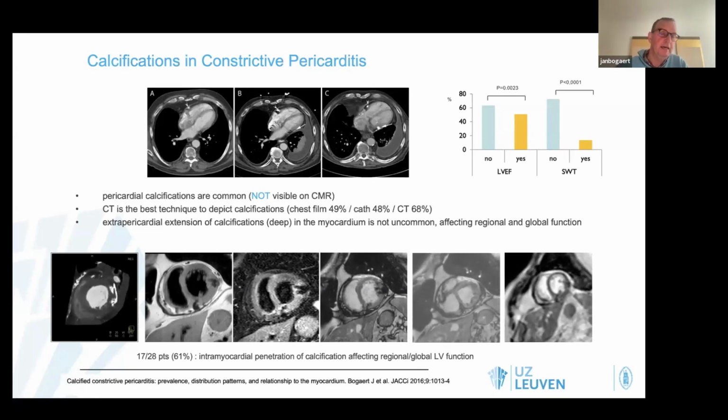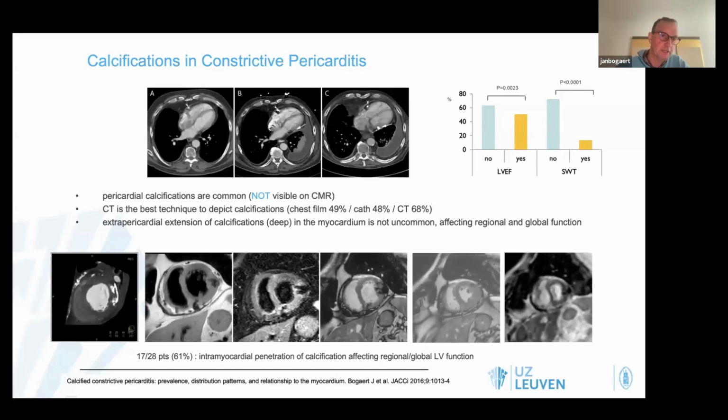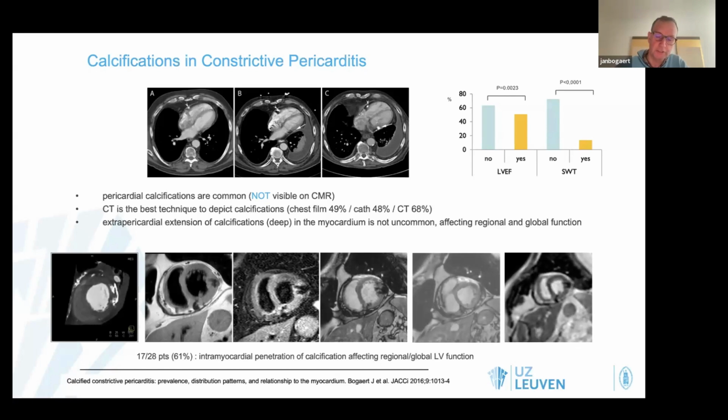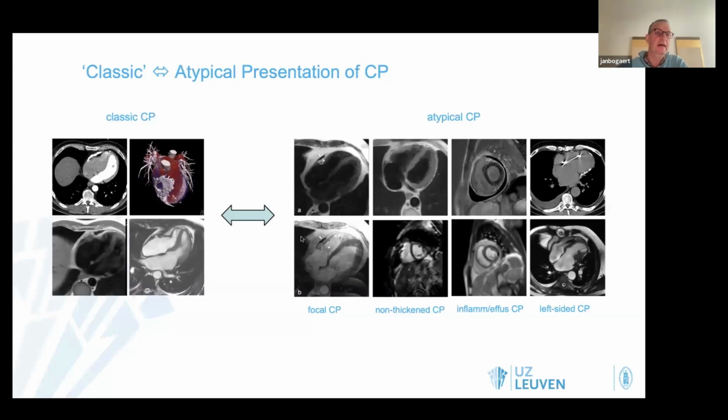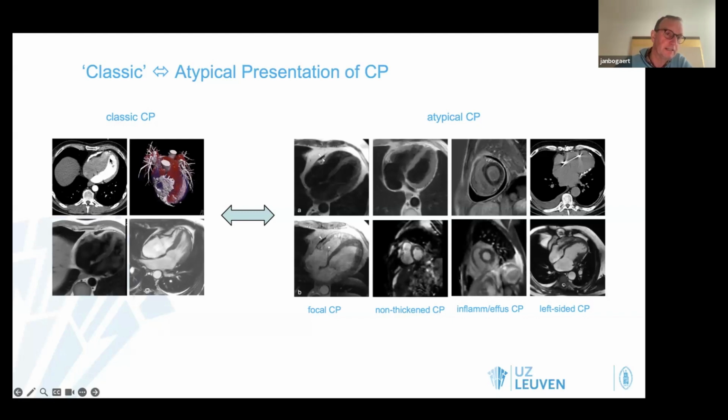If you have CT, if you see pericardial calcifications, also always look very carefully and mention it in your report, because it might be important that the cardiac surgeon knows whether or not the myocardium is invaded. And as I said, this is once again an example of a classic constrictive pericarditis with a huge impression or compression on the right ventricle.